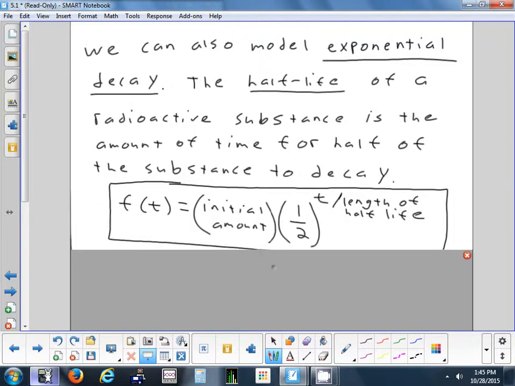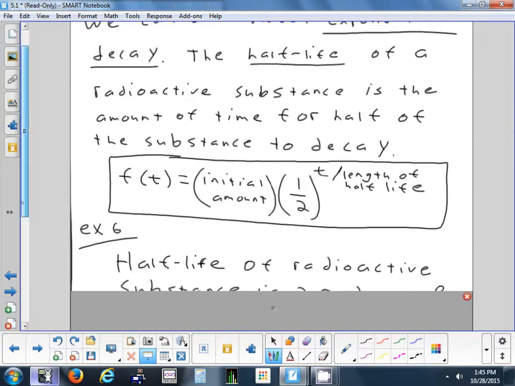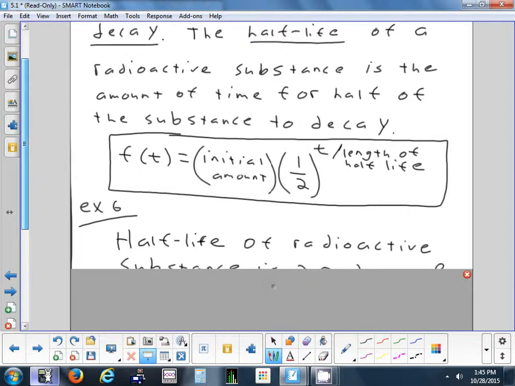Your formula for half-life is very similar to doubling. It's just that we have 50%. Think of it as 1 minus 0.5. Your rate is 50%, so this is a decay. Take your initial amount times 1/2 to the t divided by the length of the half-life.